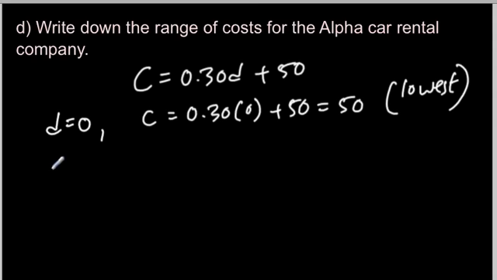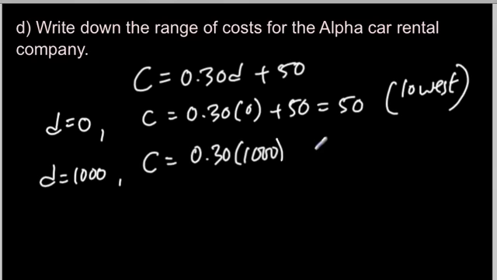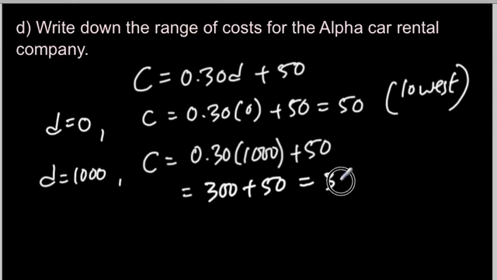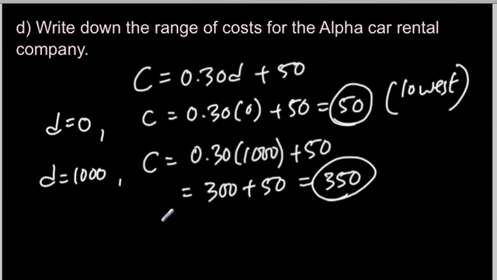Now, the most you can drive is 1,000 kilometers, as stated in the question. So let's see what the maximum cost will be. The maximum cost will be 0.30 times 1,000 plus 50, which is 300 plus 50, so equal to 350. So the lowest cost is 50 and the highest cost is 350. The range of costs is C between 50 and 350.